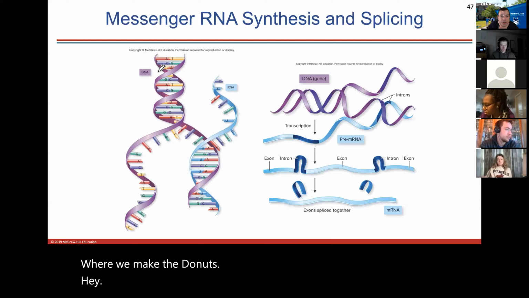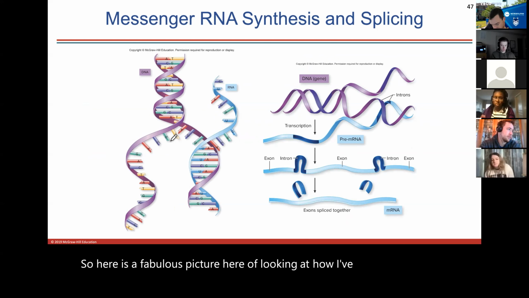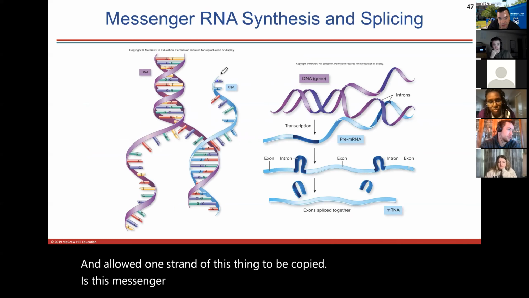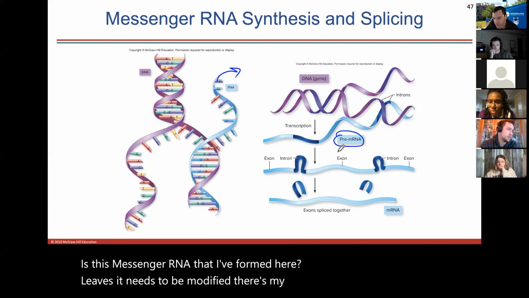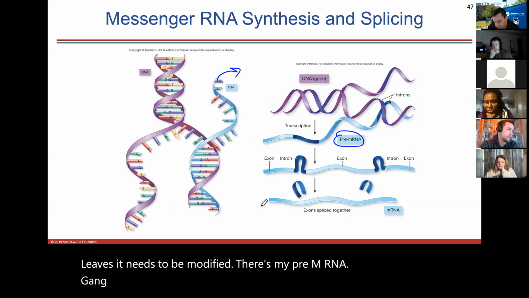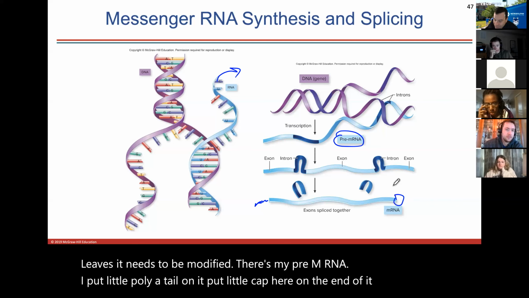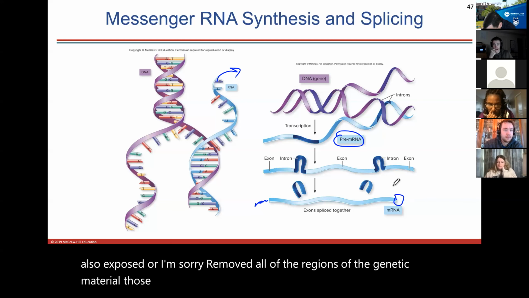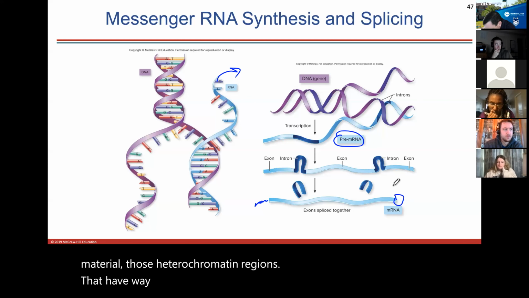So here's a fabulous picture of how I've unzipped DNA, opened it up, and allowed one strand of this thing to be copied. As this messenger RNA that I've formed here leaves, it needs to be modified. There's my pre-mRNA. I put a little poly A tail on it, put a little cap here on the end of it. And I've also removed all of the regions of the genetic material, those heterochromatin regions that have way too much information on it, and I remove them.